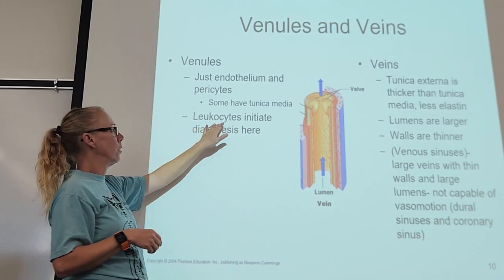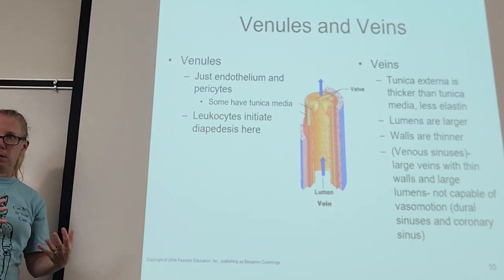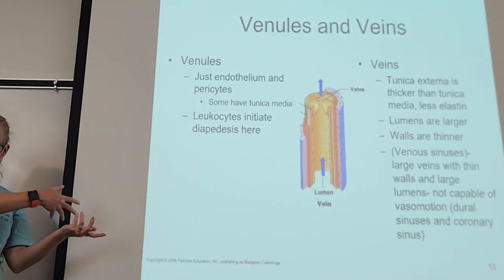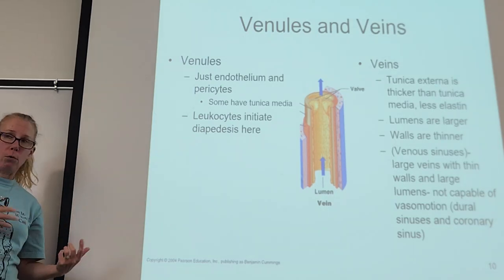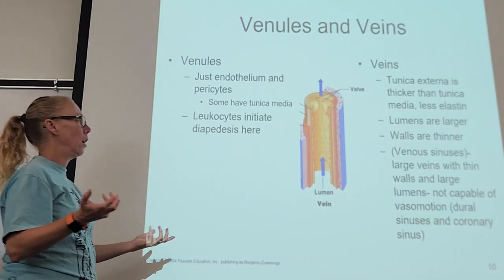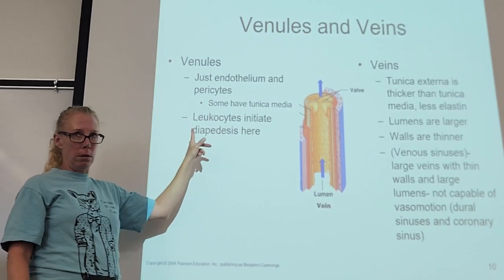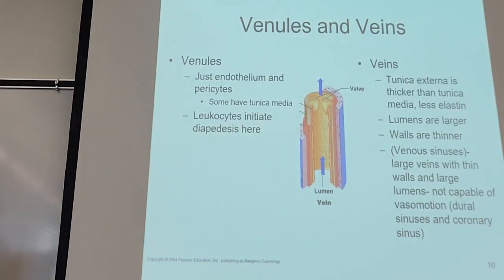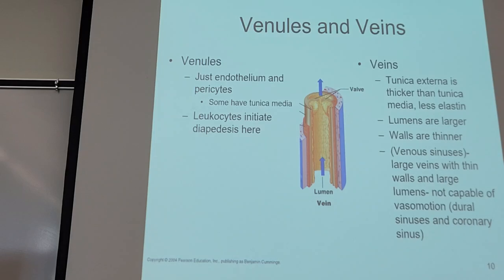White blood cells are involved in an immune response. So white blood cells need to enter interstitial space. They need to leave the bloodstream in order to do their job. And that is called diapedesis. Okay, when they leave the bloodstream at a particular location to do their job, and that is done at the level of a venule.